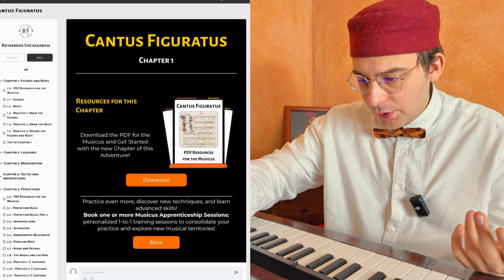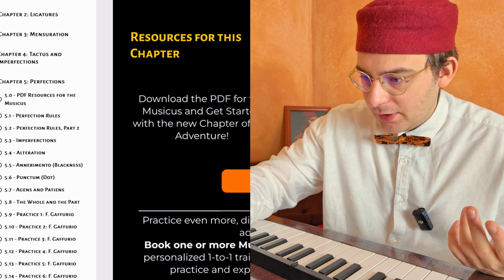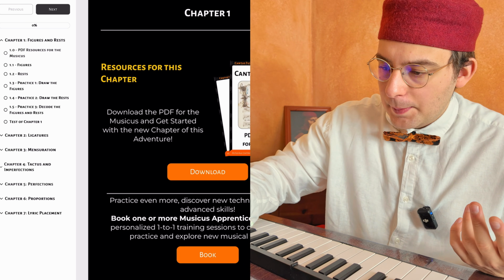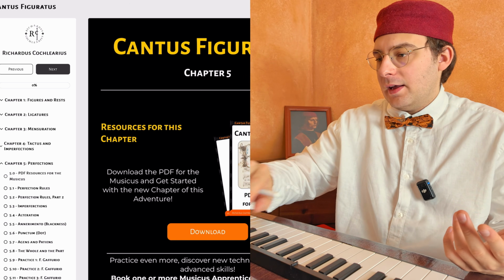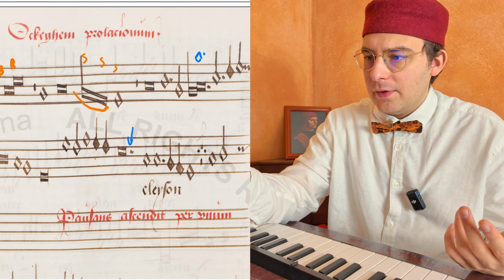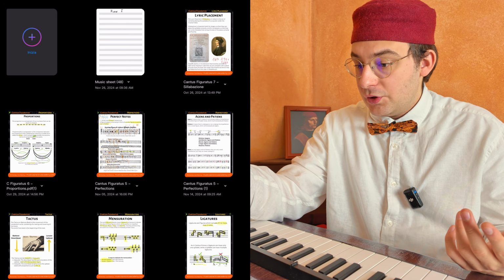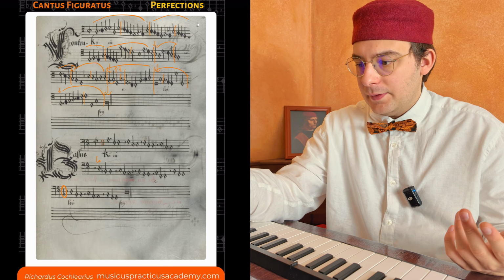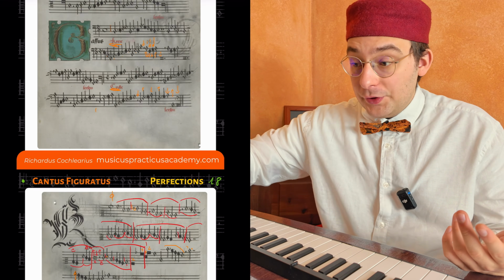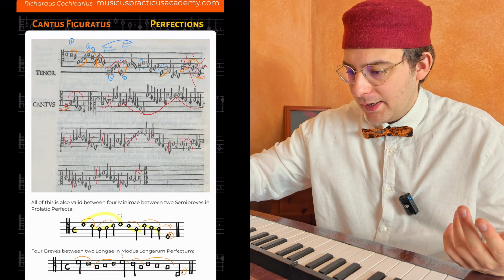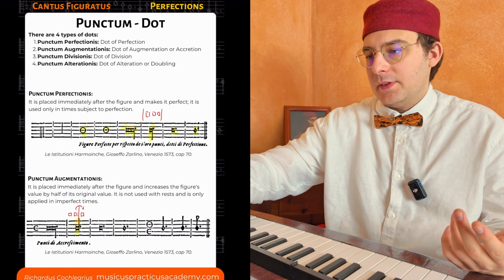Then, the dots are here in chapter 5.6, so this is the PDF I have to download of the course. Yes, I can download it here, but I also have it here in Cantus Figuratus, chapter 5, exactly. These are all the exercises we do within the course, a lot of things. Where are the dots? Here.